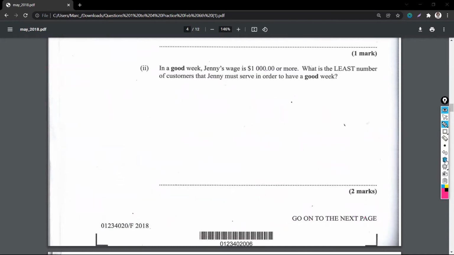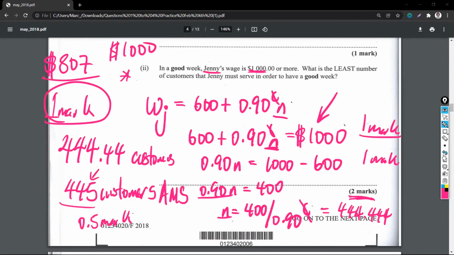So a good example, bro, if you just put 445 customers, you're going to get 1 mark. I would give you 1 mark, and I'm not marking the paper still, so you never know. But you're not going to get the 2 marks if you just put 445. The best way to do it is the way we just did it. You have to show them that n works out to be 445. Make sense?